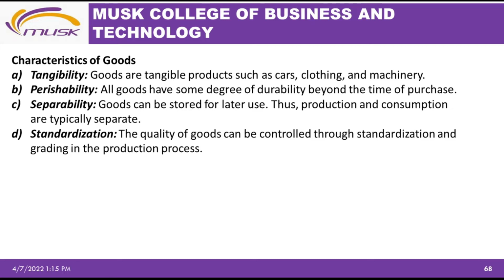Then we have separability. Goods can be stored for later use, thus production and consumption are typically separate. So separability means ownership of goods also changes. And then standardization. The quality of goods can be controlled through standardization and grading in the production process.